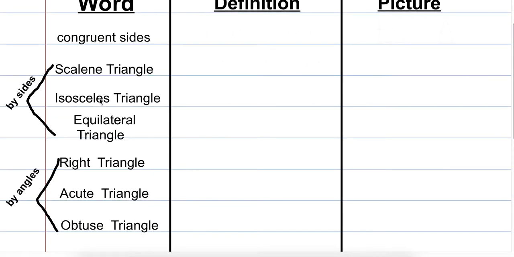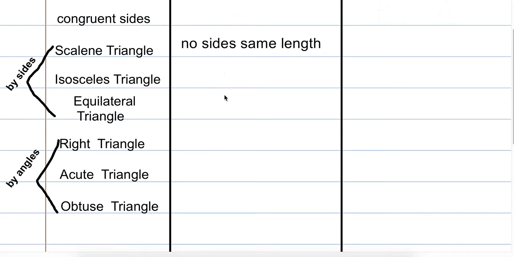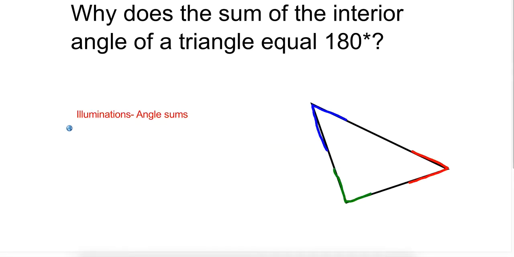So make sure that with each of your definitions you have some sort of a picture to go with them. Then I also want you to do this, because here's the three ways we do them by their sides and the three ways we do them by their angles. So why is this important to know? One, it names each of the triangles. Two, here's the other reason.